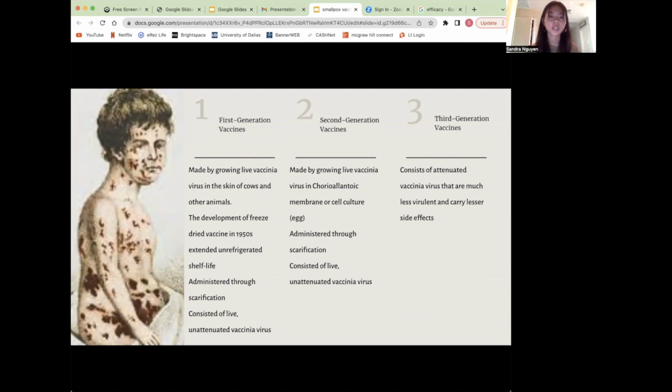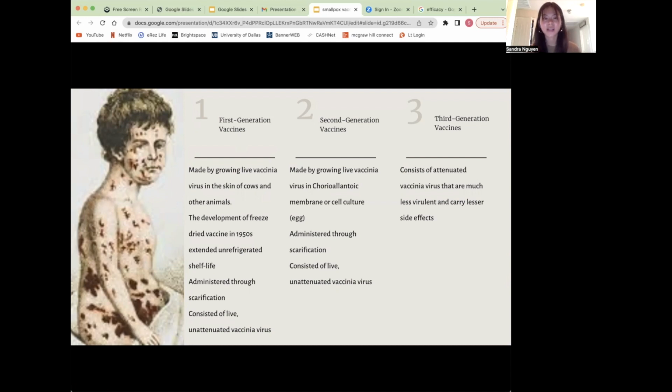Then we have some vaccines. So we have the first generation vaccine, second generation, and third generation vaccines. The first generation vaccines were made by growing live vaccinia virus on the skin of cows and other animals like sheep. And the development of freeze-dried vaccine in the 1950s extended the unrefrigerated shelf life, which is very important. And this is administered through scarification, which I'll talk about a little later, and consisted of live unattenuated vaccinia virus.